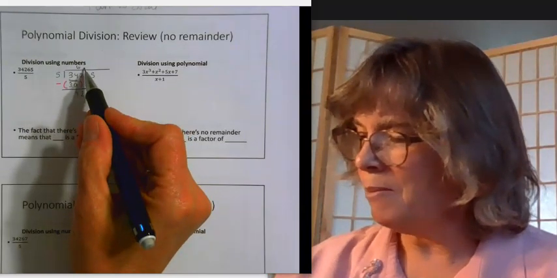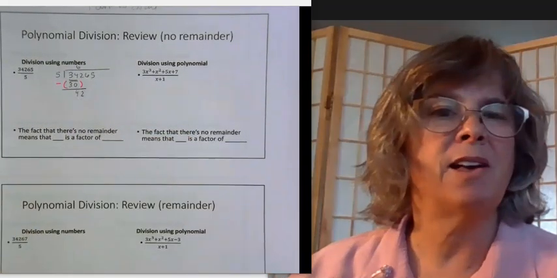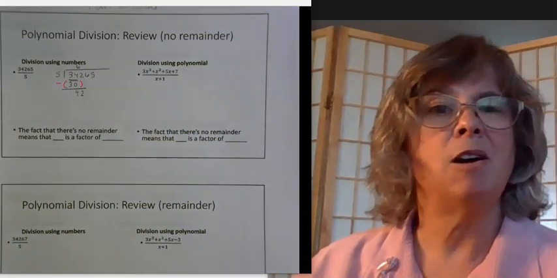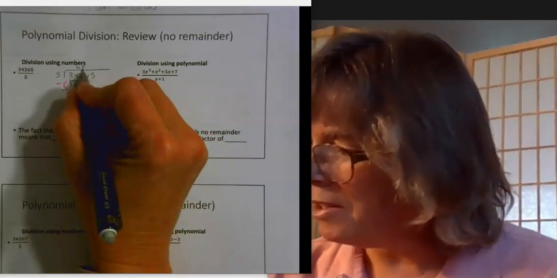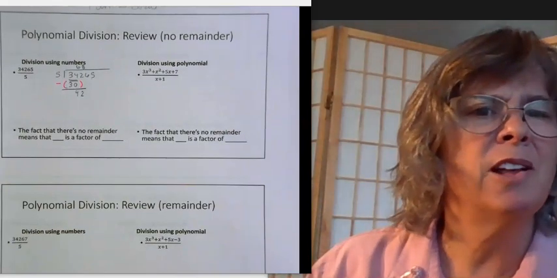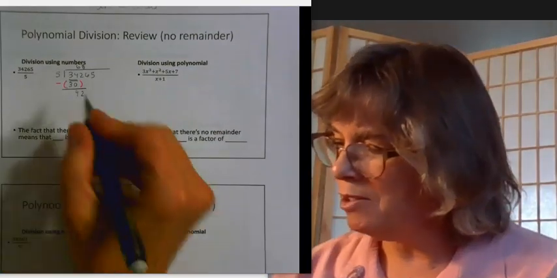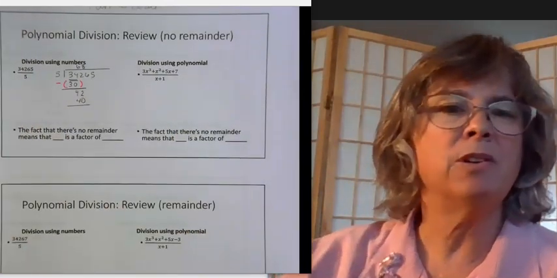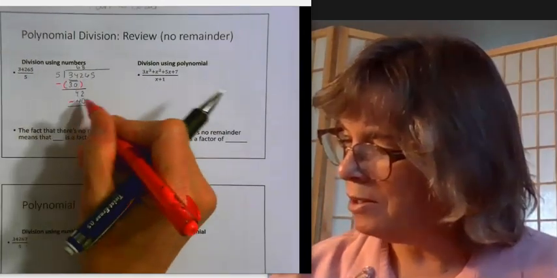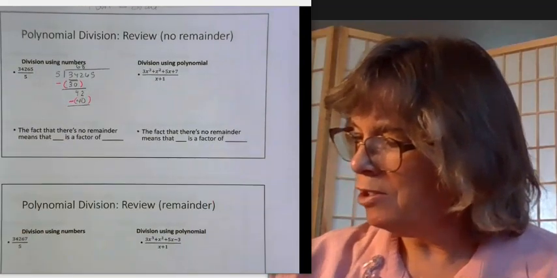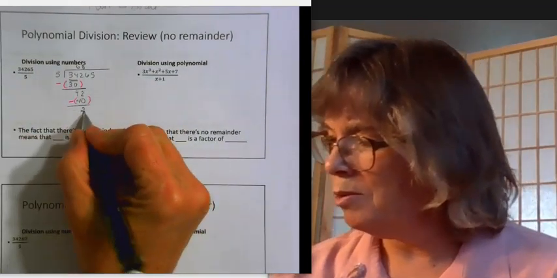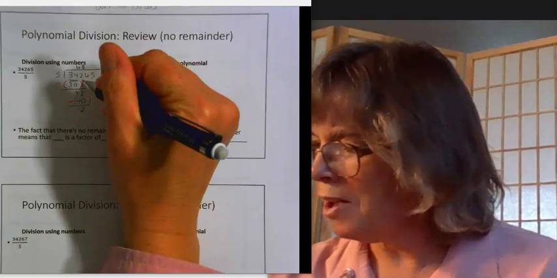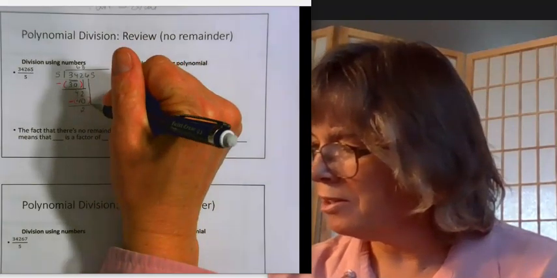So something times 5 gives you a number close to but less than 42. And you might say, oh, I know what that is. It's going to be an 8. 8 times 5 is 40. Then that all-important key step is to subtract that 40. 42 minus 40 gives you 2. And notice we brought down that 2, and we're going to bring down this 6.